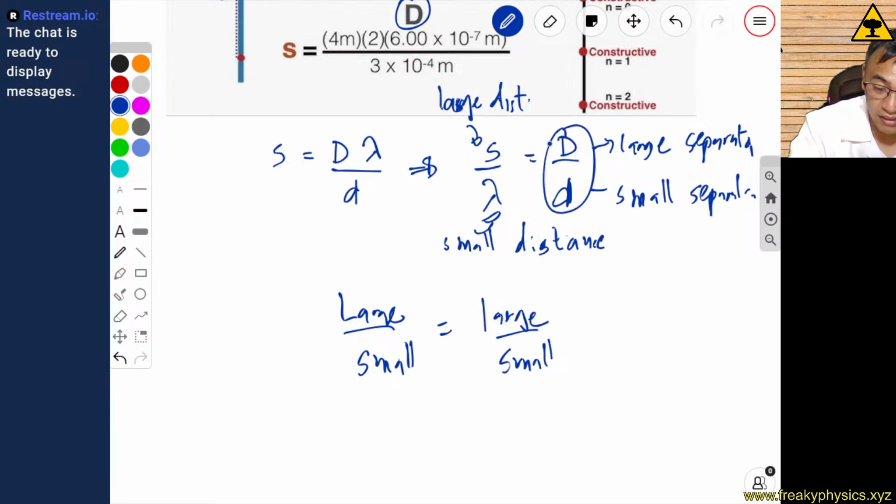And then this kind of helps it a little bit, right? Because it's both D on both sides, so that's going to be D over D. And therefore, we're only left with two other quantities, S and lambda. Between the two, the separation distance of fringes versus the wavelength, S is the larger one.